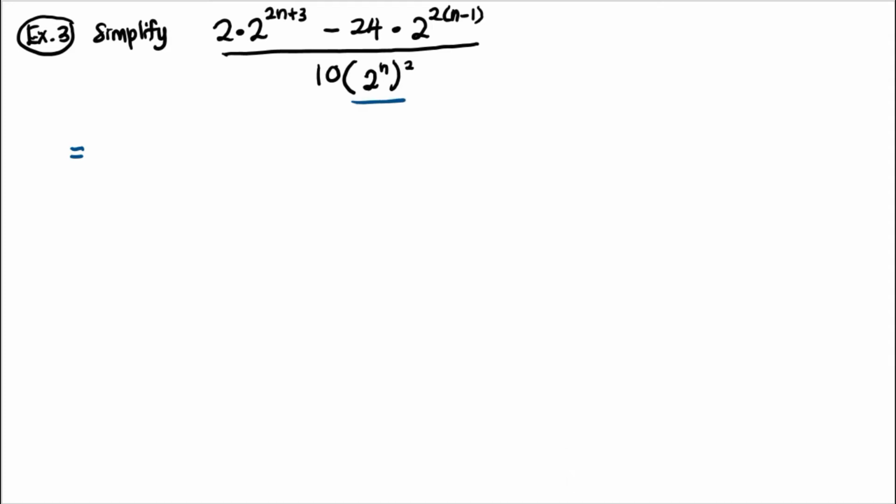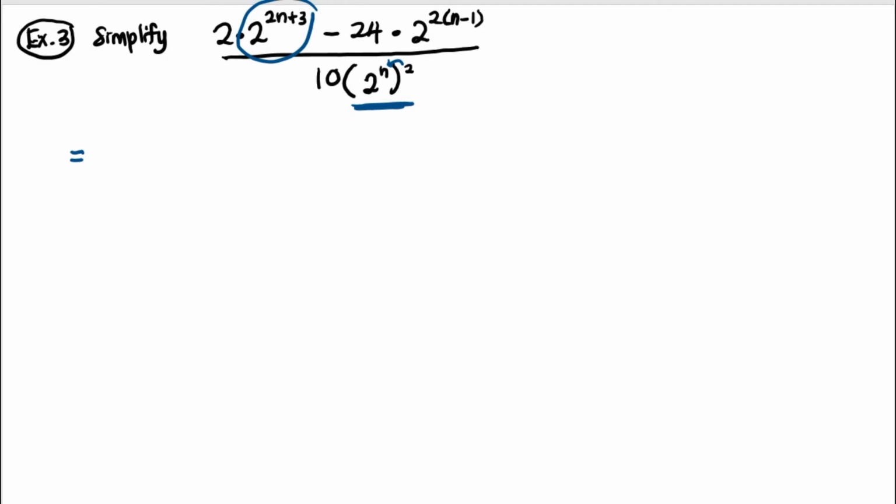We will see the denominator here will have 2 to the power of 2n, because 2 and n can be multiplied. Therefore, we want to keep 2 to the power of 2n together. So let's break this up. We have 2 multiplied with 2 to the power of 2n. If you have plus 3, that means 2 to the power of 3, because when we consider this and this, it will become plus.